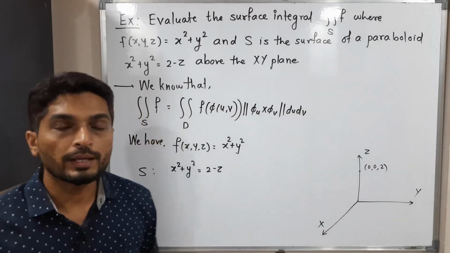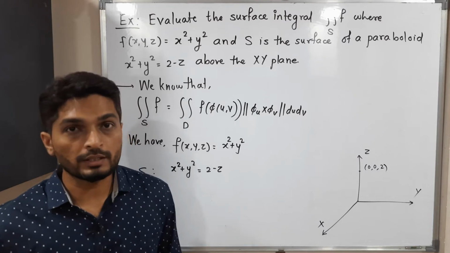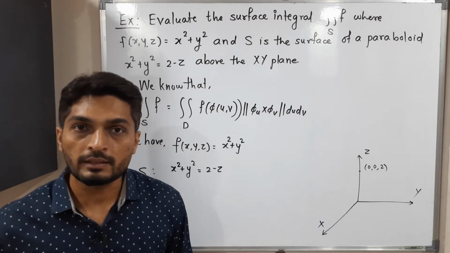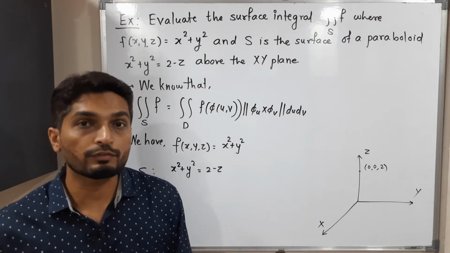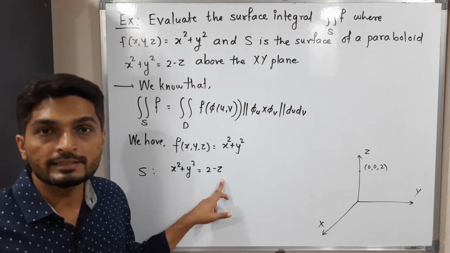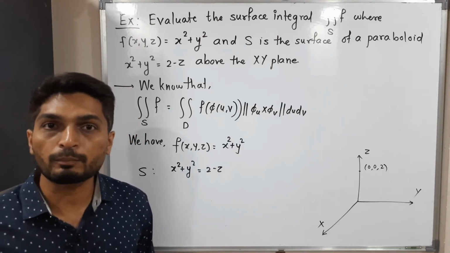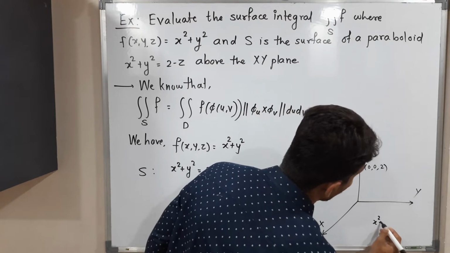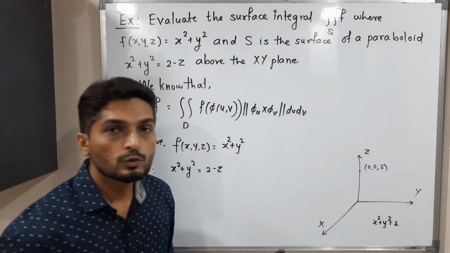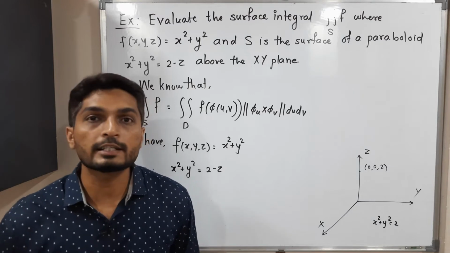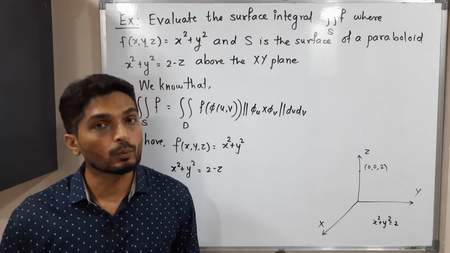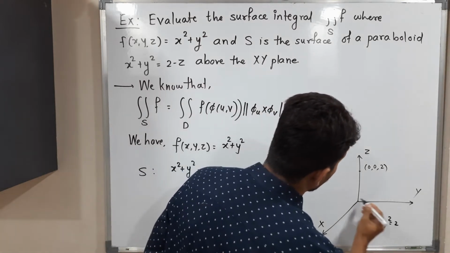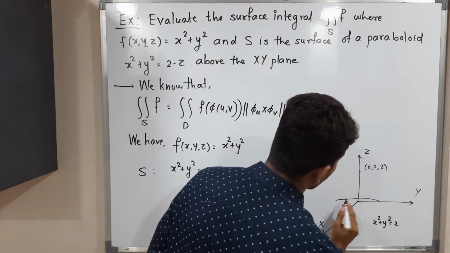As well, we are interested to find the curve of intersection where this paraboloid cuts the xy plane. What is the equation of the xy plane? Z is equal to 0. To find the curve of intersection, I am going to put z equal to 0 here. What will I get? We will have x square plus y square is equal to 2. We know that it is the equation of a circle in the xy plane with center 0, 0 and radius root 2, since we have a 2 here.